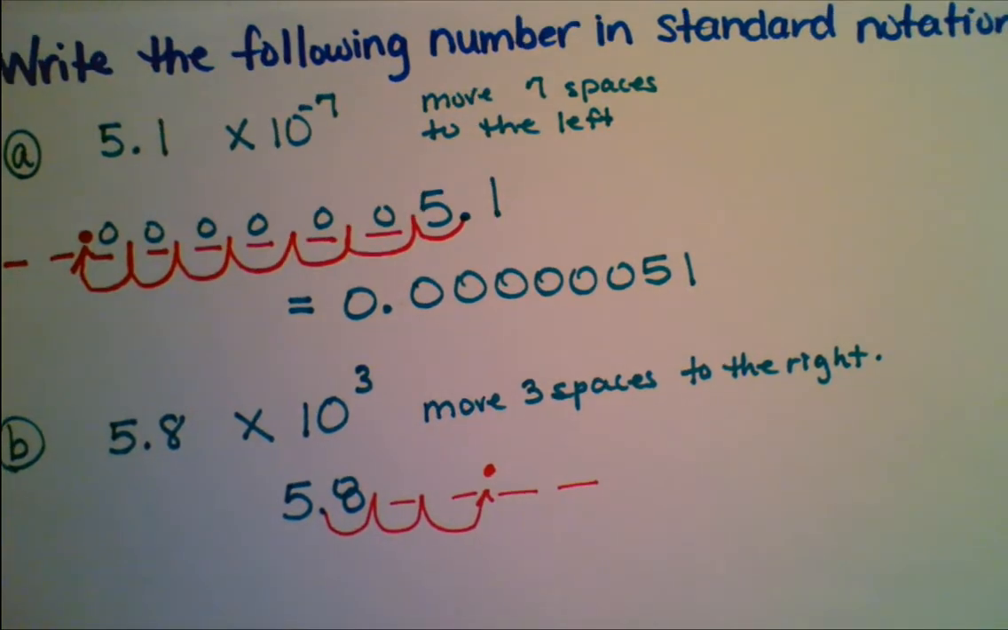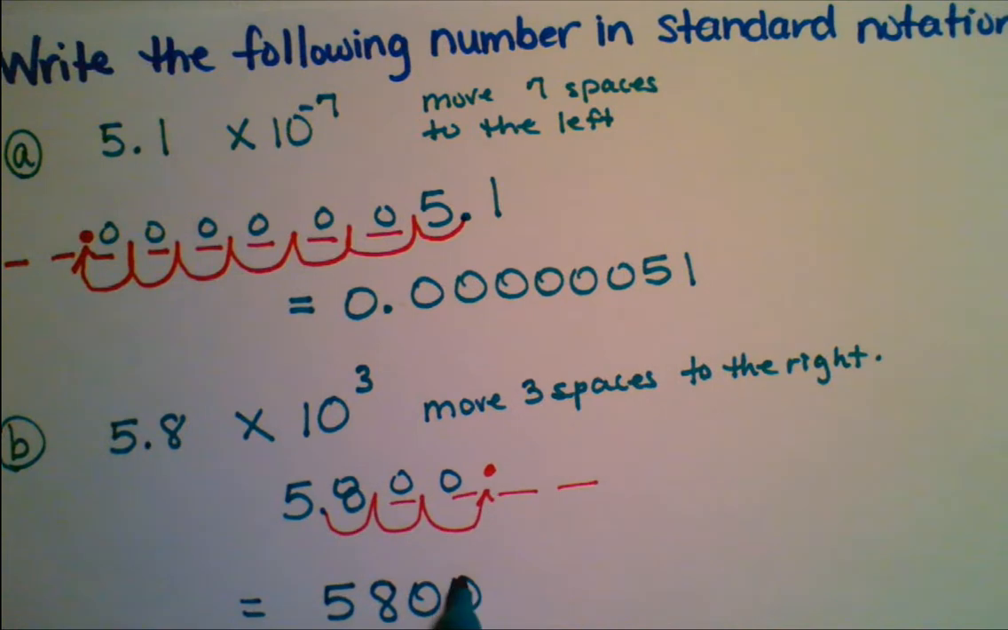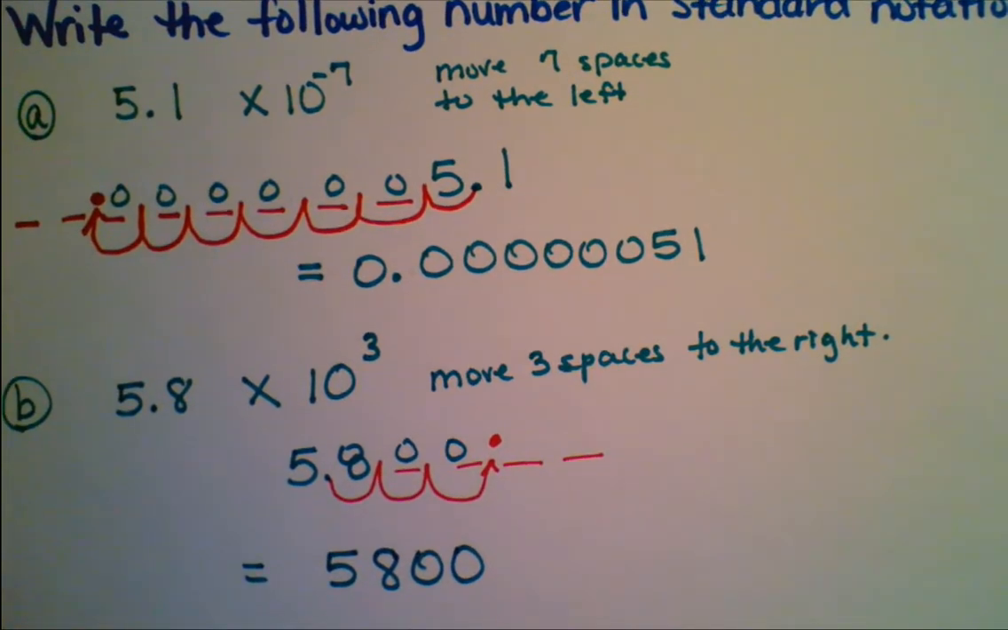So our solution after we add our zeros will be 5,800. So that is writing scientific notation into standard form.